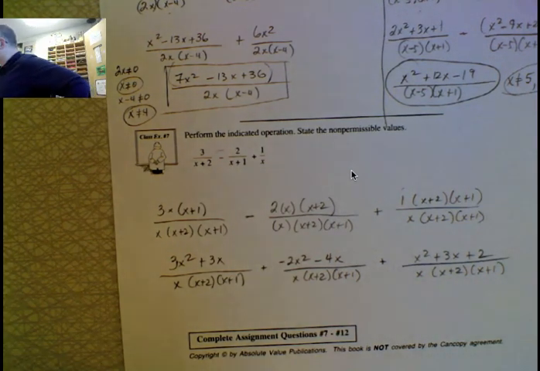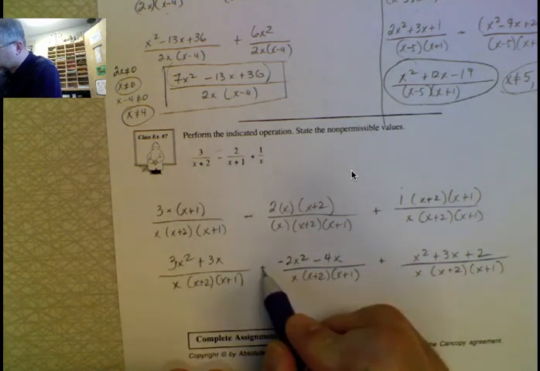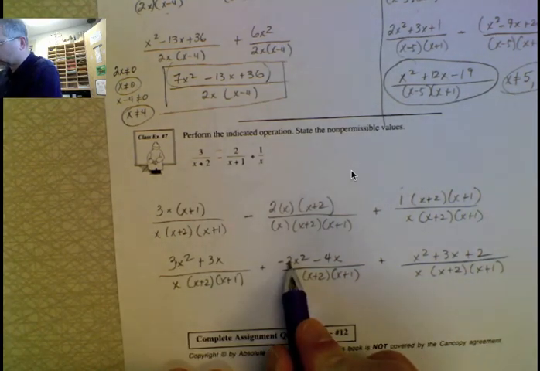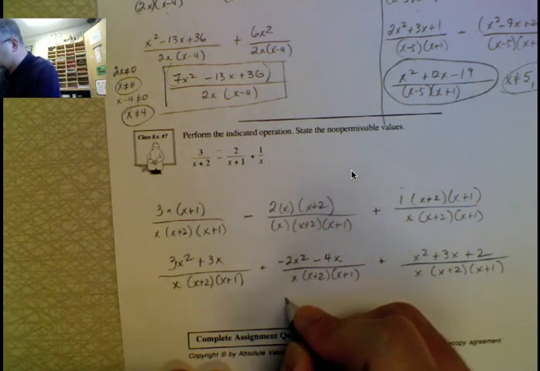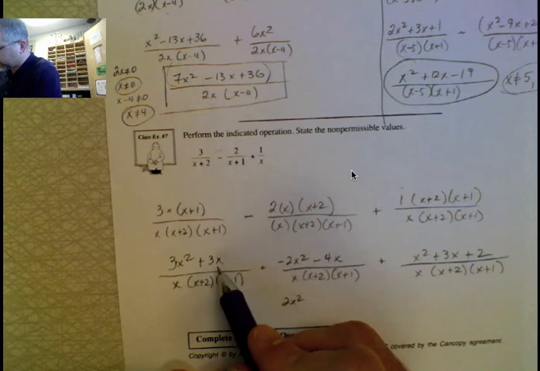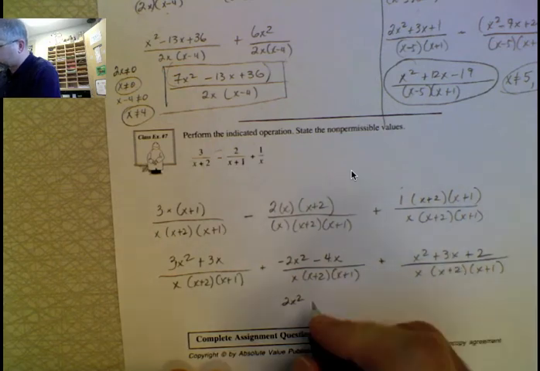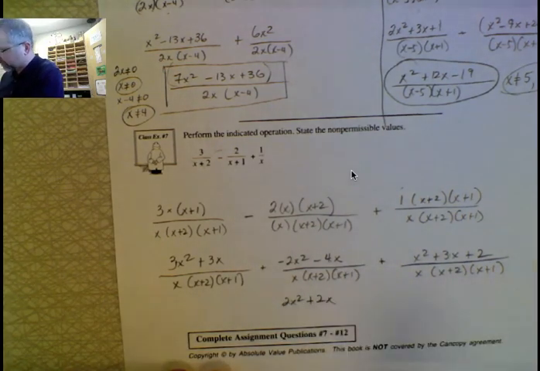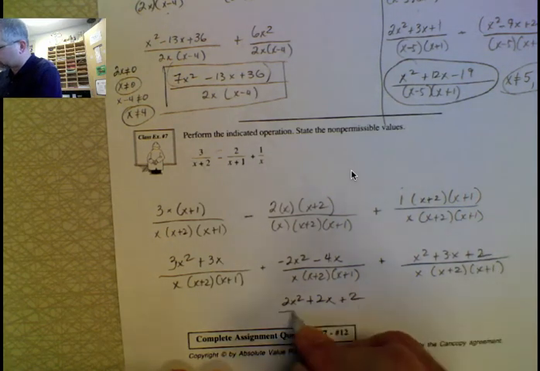So now I'm going to start adding and subtracting things. 3x squared minus 2x squared is 1x squared, and 1x squared plus x squared gives me 2x squared. 3x minus 4x is negative 1x, and negative 1x plus 3x is positive 2x, and I have a lone whole number of positive 2 here.